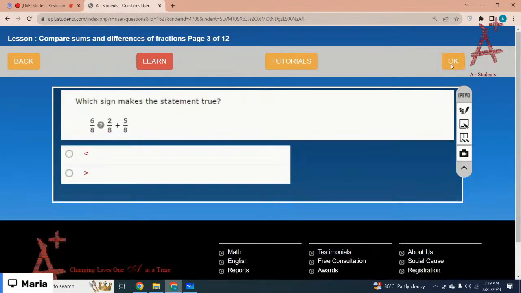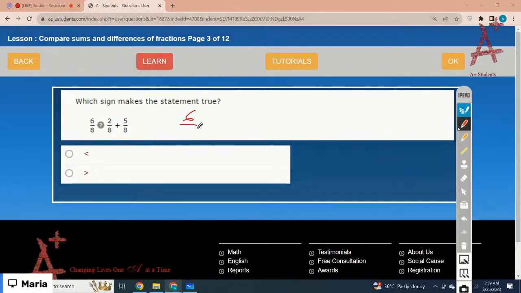Which sign makes the statement true? 6 over 8. And when you add the other side, they have the same denominators. Just add 5 plus 2 is 7 over 8. So 6 by 8 is less than 7 by 8 or greater than? They have the same denominators. You just have to look at the numerators. So 6 is less than 7. So 6 by 8 is less than 7 over 8, right? That would be less.